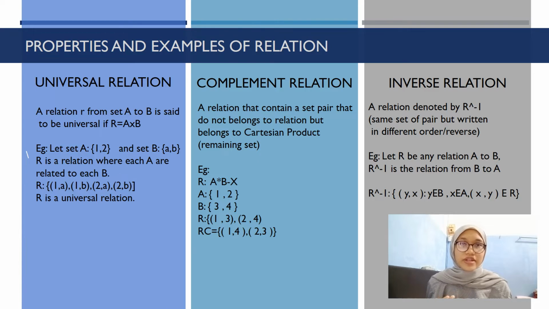And then for the complement relation, it is a relation that contains set pairs that do not belong to the relation but belong to the Cartesian product, which is the remaining set. As shown in the example, the relation complement R^C is the remainder from the relation R. And then the inverse relation is denoted by R power of -1, which is the same set of pairs but written in a different order, or reversed, as shown in the example.